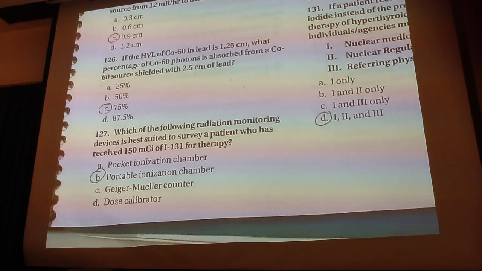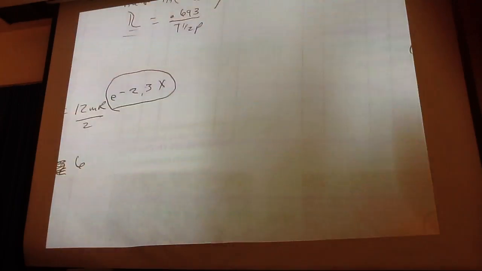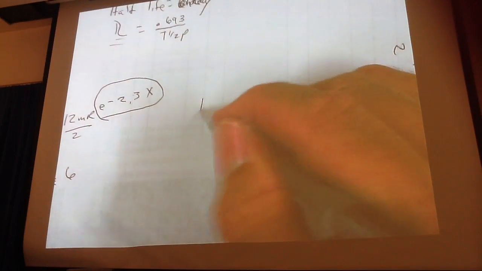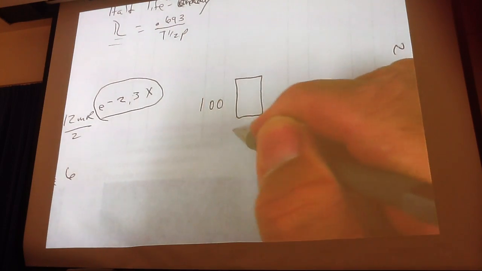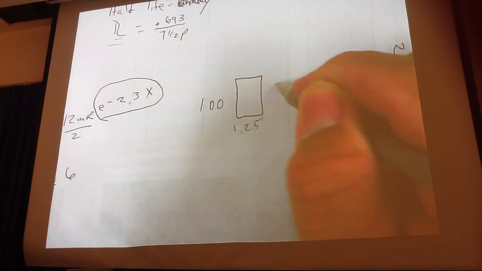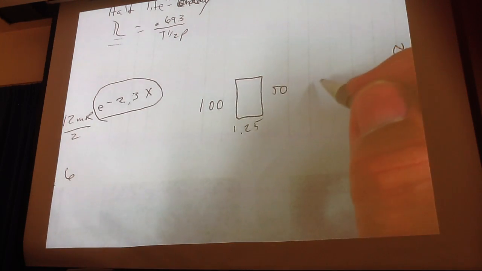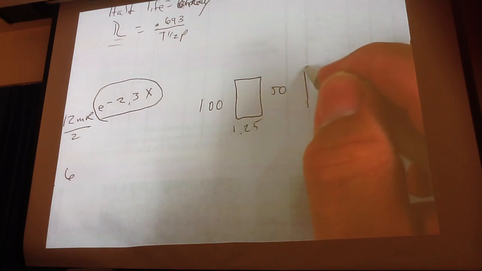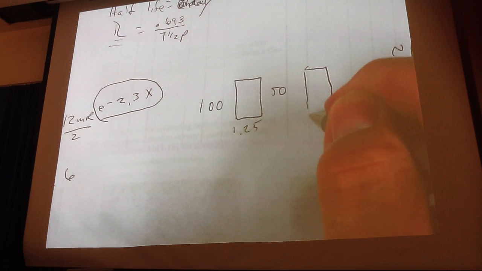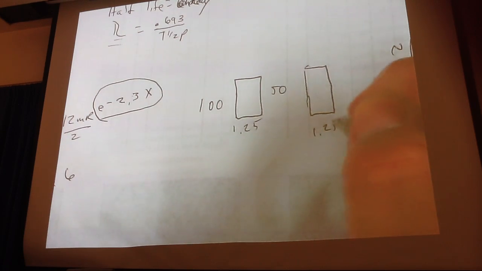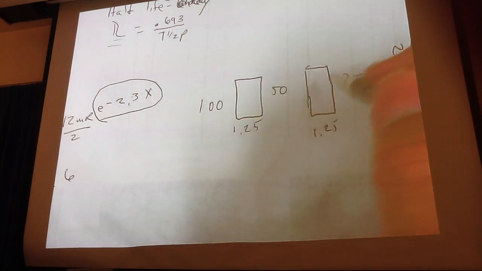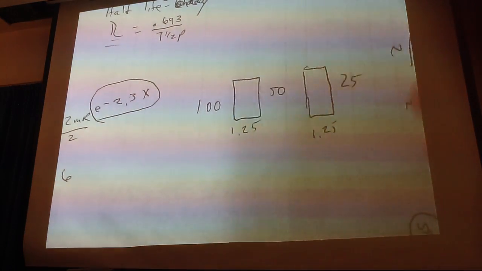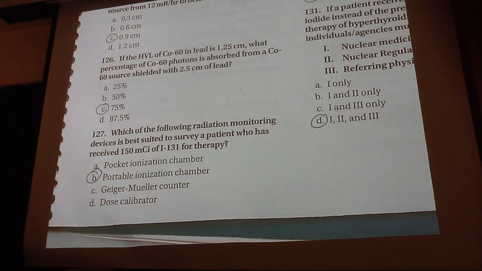If you wanted to diagram it graphically, let's say you had 100 photons here, and you had 1.25 centimeters of lead, you'd have 50 here, right? And then another half value layer, 1.25. So you'd have 25 that actually get through, so 75% were absorbed. So that's why they got that number on that one.